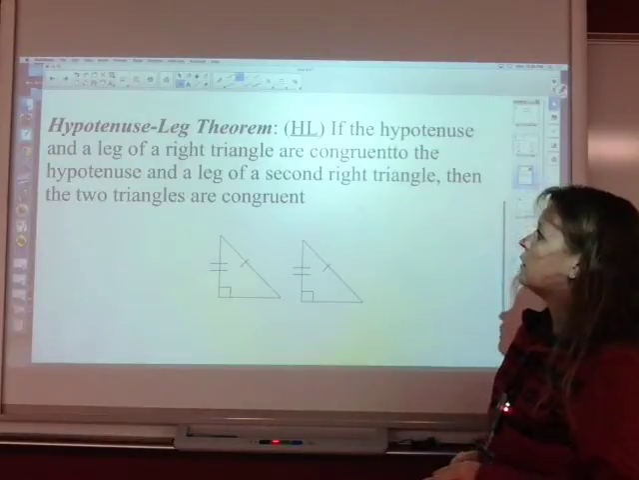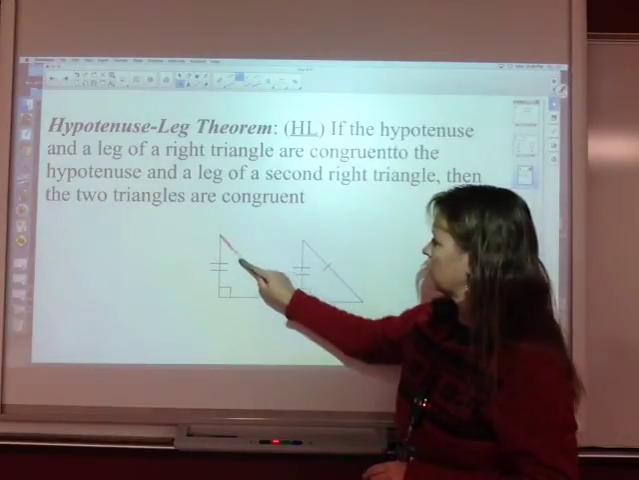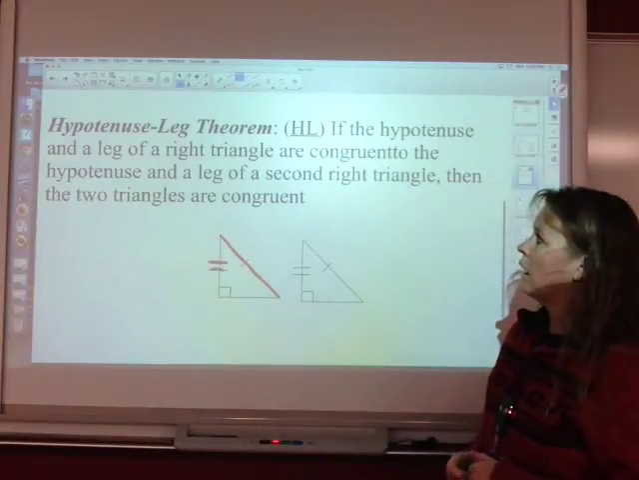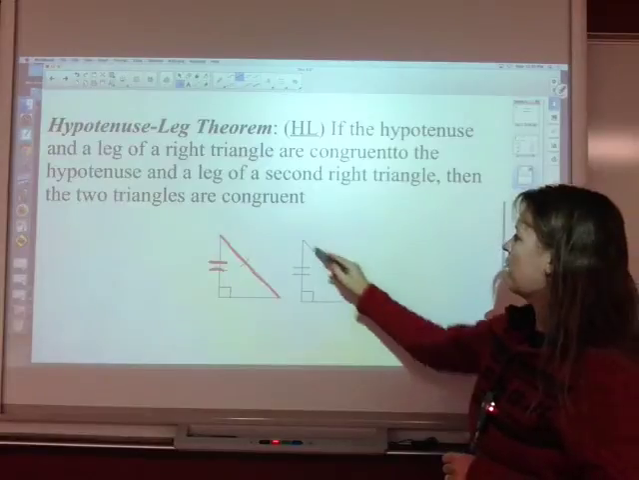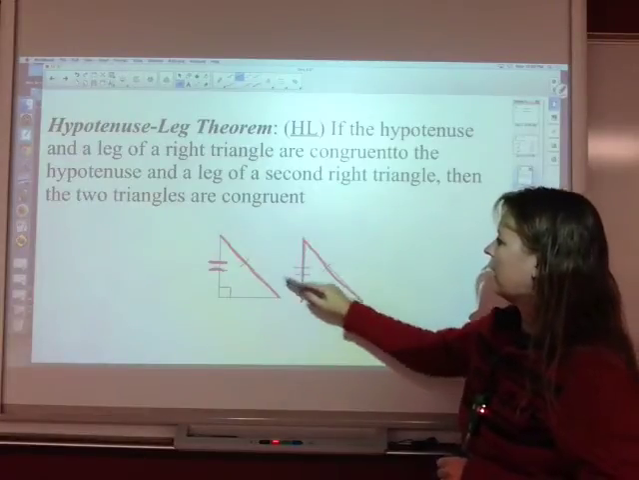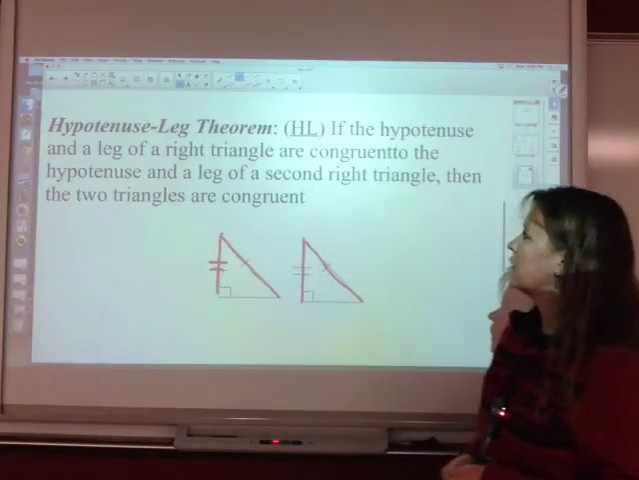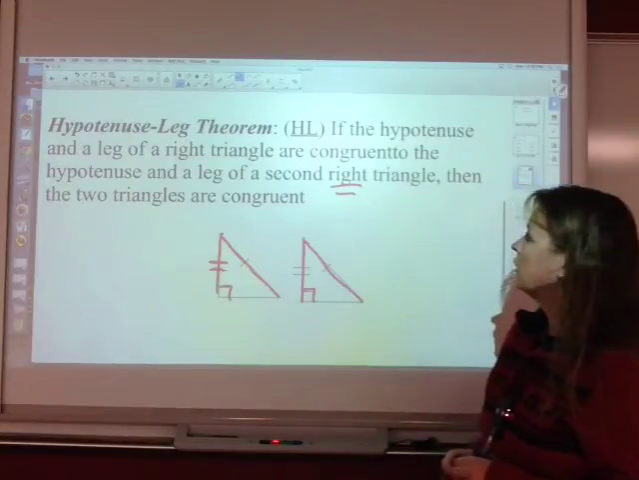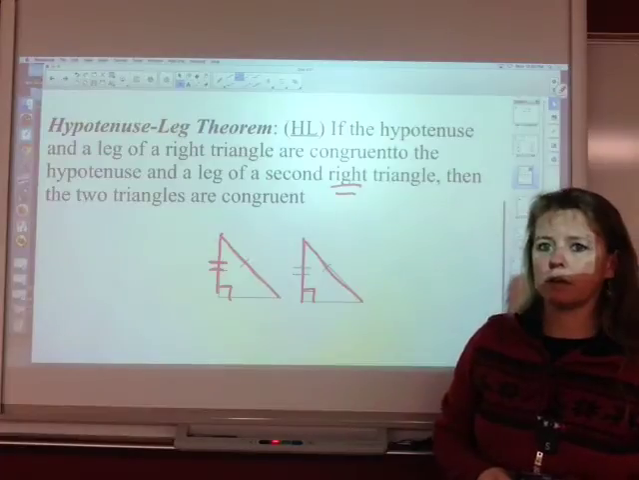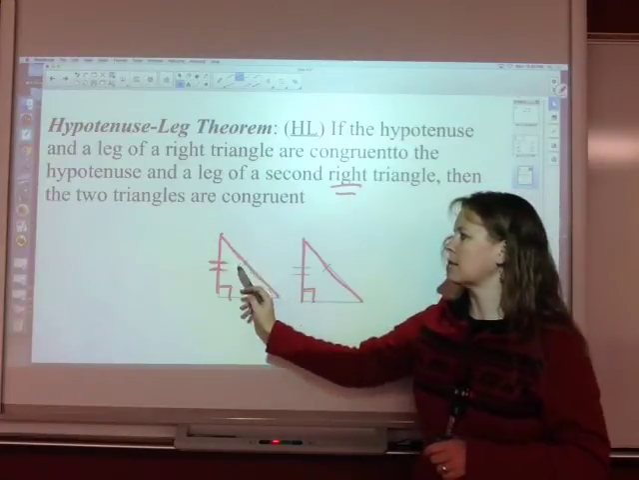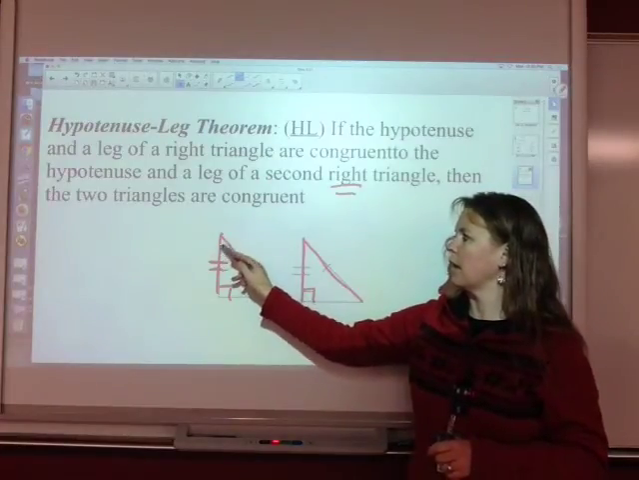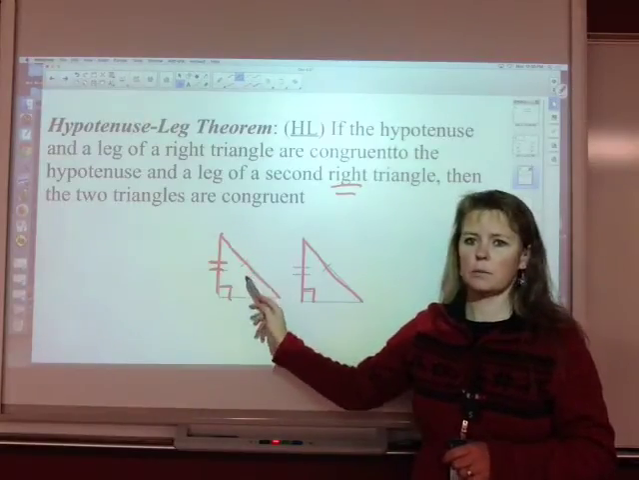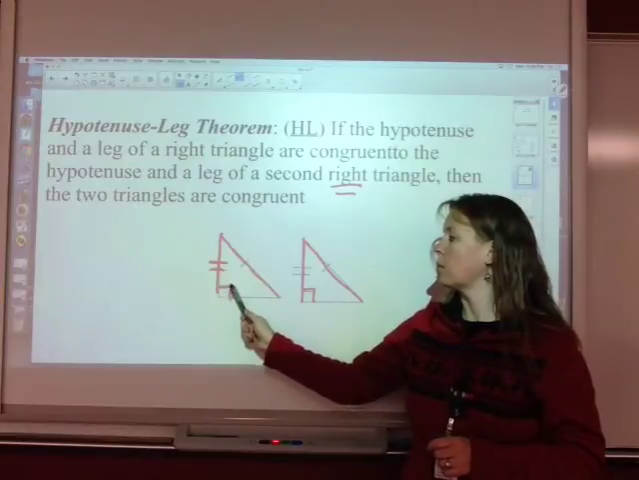If the hypotenuse and a leg, any leg, of a right triangle are congruent to the hypotenuse and the leg of a second right triangle, they have to be right triangles, then the 2 triangles are congruent. That is not side angle side. Side angle side would have had the angle up in between them. It's side side angle. We don't have a side side angle. It doesn't work unless it's a right triangle.